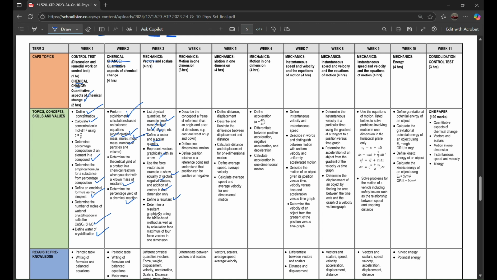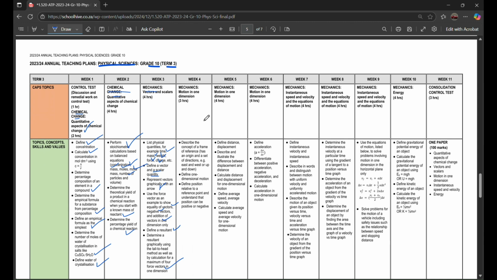Determine a resultant graphically using the tail-to-head method, as well as by calculating, for a maximum of 4 force vectors in one dimension. Within the fourth week, we dive into the mechanics, motion in one dimension. Describe the concept of a frame of reference. Define one-dimensional motion. Define position relative to a reference point and understand that position can be positive or negative.